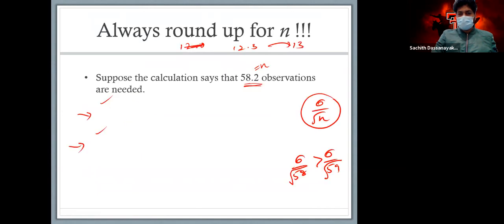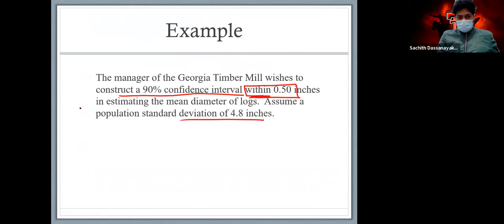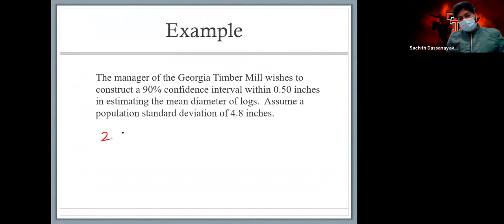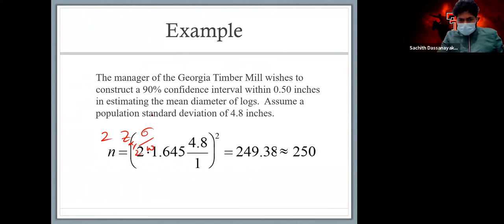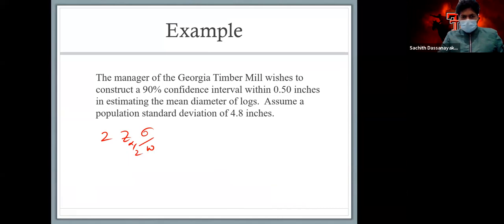n equals 2 times z alpha over 2 sigma over W, right? Yes, sigma over W, not the square root, sorry, squared. Yes, squared. This is your n, right? This is how we find it. What is this W? Width, the gap between the lower value and upper value.